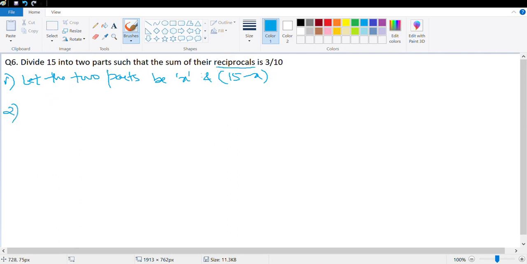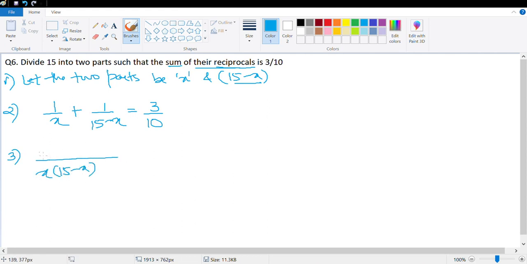Let's figure out the relationship. Sum of their reciprocals. The reciprocal of x is 1 upon x. Sum, which means I'll add a plus sign. Reciprocal of 15 minus x is 1 upon 15 minus x. And this is given equal to 3 upon 10. So 1 upon x plus 1 upon 15 minus x is equal to 3 upon 10. Let's take the LCM. So that would be x times (15 minus x), and this will become 15 minus x plus x upon that, is equal to 3 upon 10.